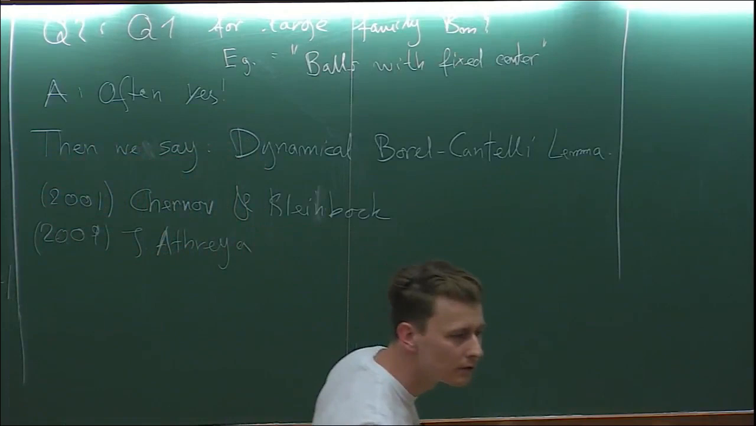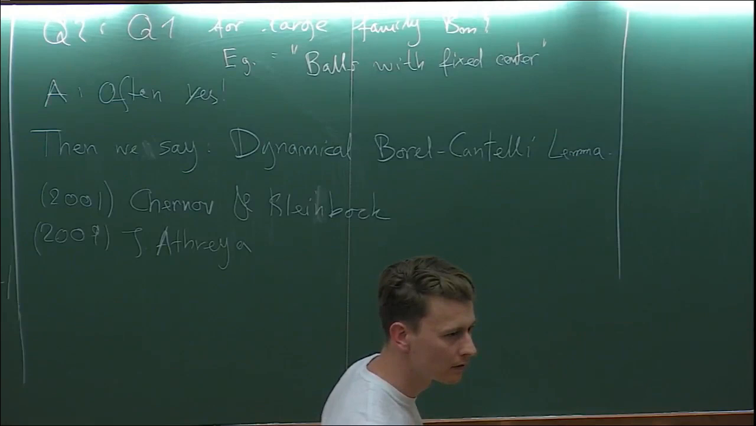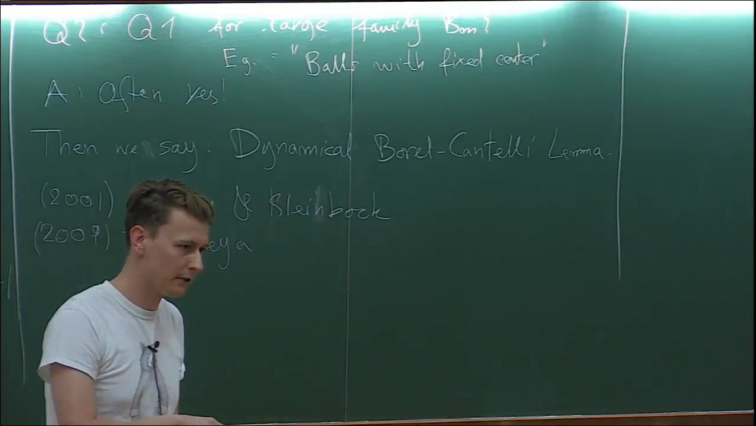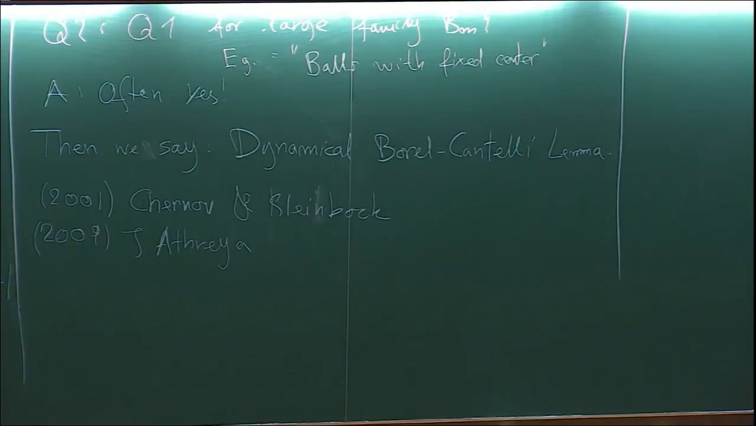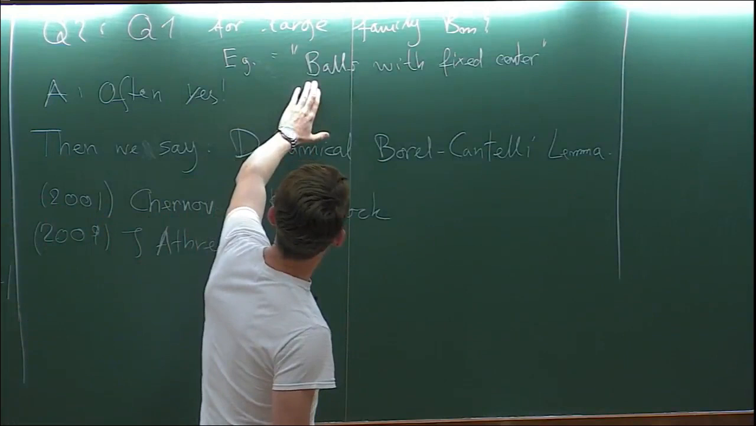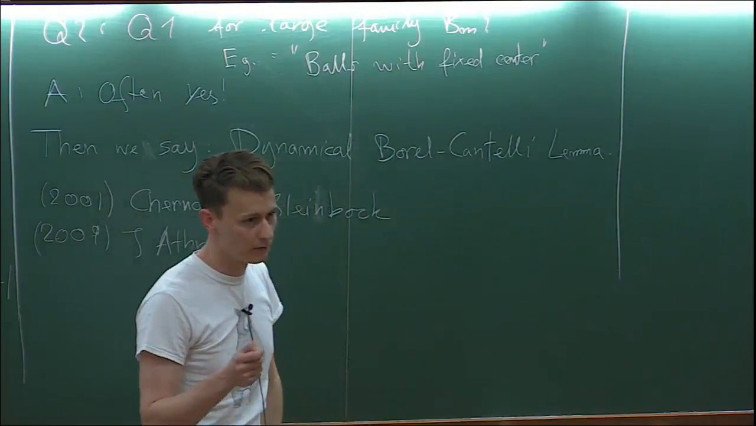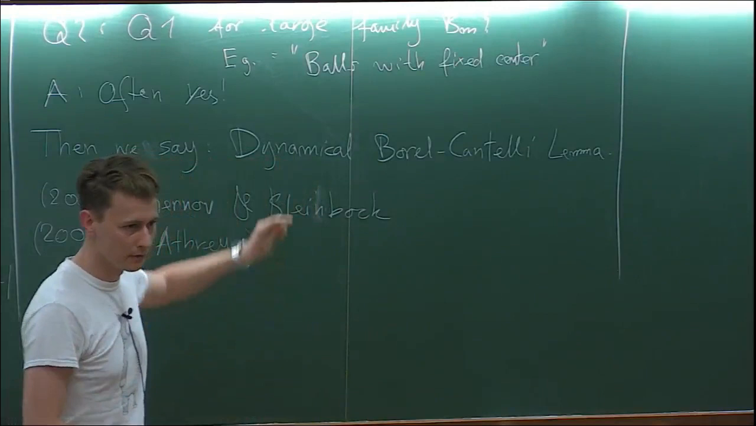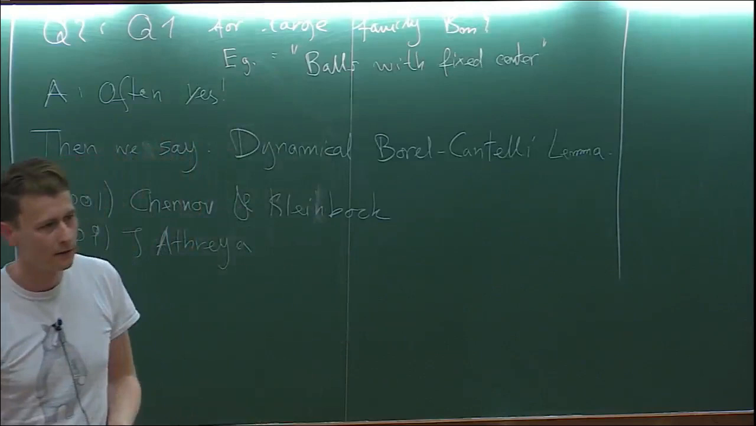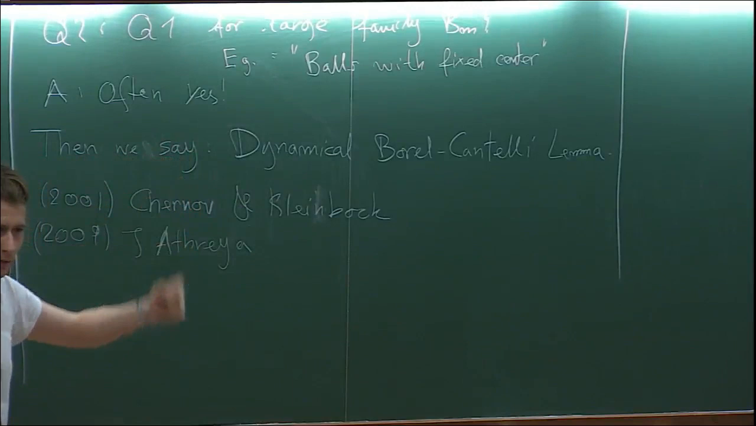You can study these questions also, say you take the modular surface. You can take shrinking cusps, so that's shrinking neighborhoods of infinity, and they would be non-compact. You can definitely get dynamical Borel-Cantelli lemmas, for example for cusp excursions of geodesics. So I'm not assuming compactness here. This is just an example of what could be a target, but you could even interpret this fixed center here as infinity in some cases.